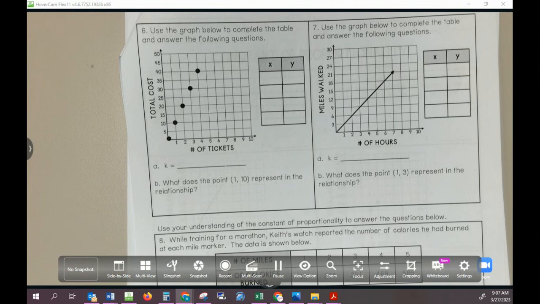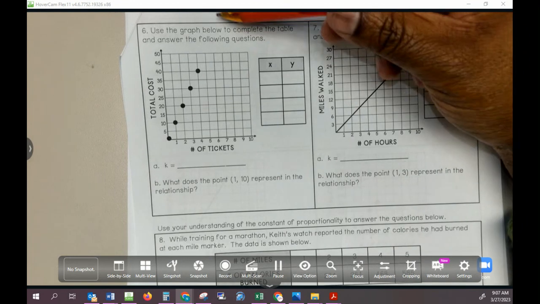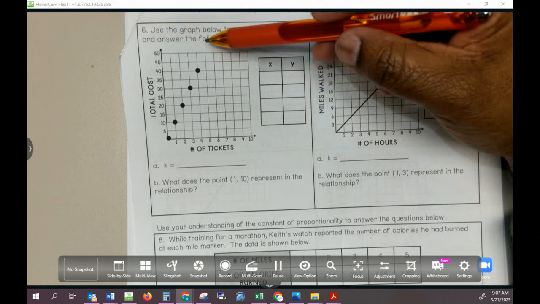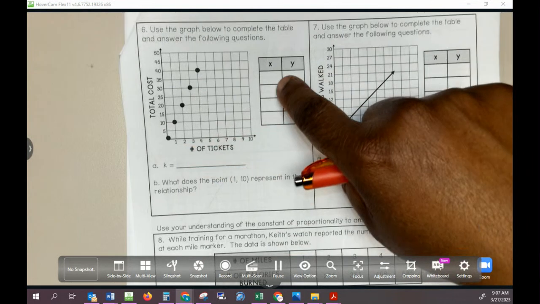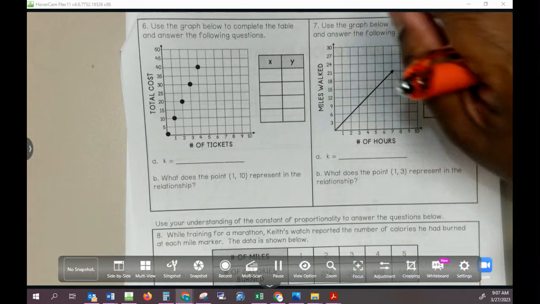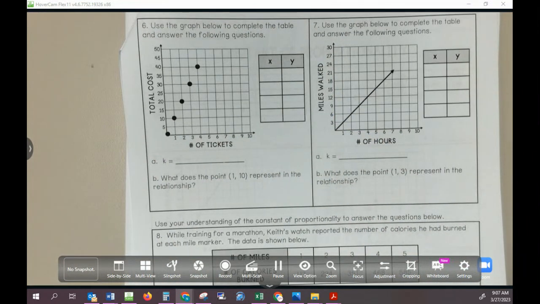So here we're talking graphs. If you struggle with graphing, no worries. You'll get a lot of practice in this unit, and if we need to do additional support on that, we can take time for that. So use the graph below to complete the table and answer the following questions. First we need to write the coordinates. Can we go ahead and have someone tell us the coordinate points? Go ahead, Braylon.